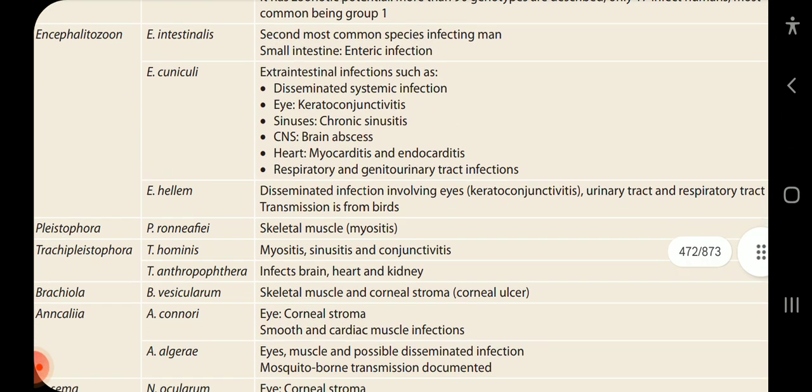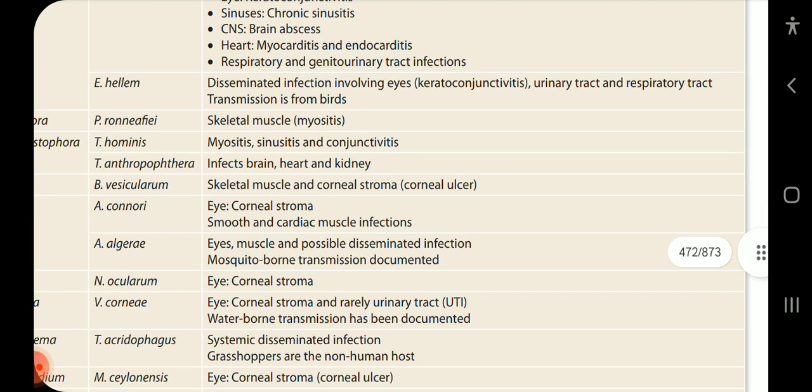Encephalitozoon E. intestinalis, second most common species infecting man, small intestine enteric infection. E. cuniculi, extraintestinal infection such as disseminated systemic infection. In eye, it can cause keratoconjunctivitis. In sinuses, it can cause chronic sinusitis. In CNS, it can cause brain abscess, heart, myocarditis, and endocarditis, respiratory and genitourinary tract infections. E. hellem, disseminated infection involving eyes, keratoconjunctivitis, urinary tract, and respiratory tract.